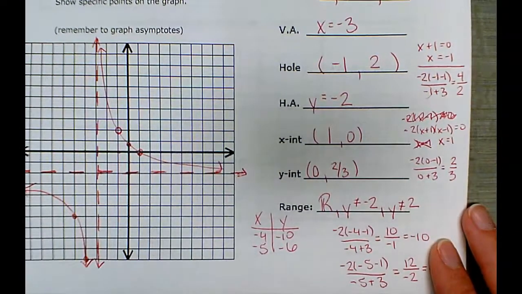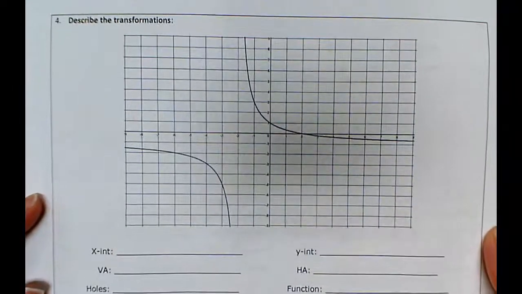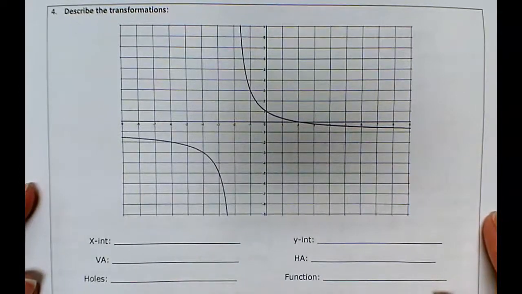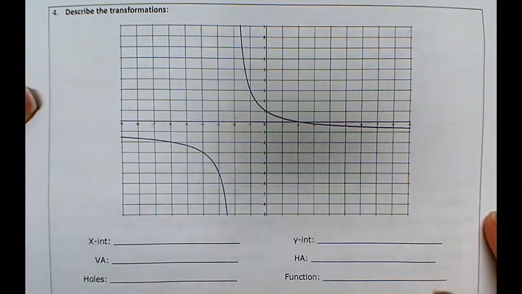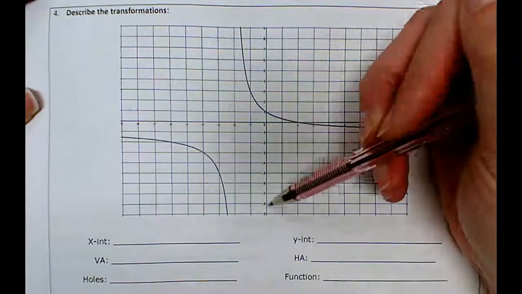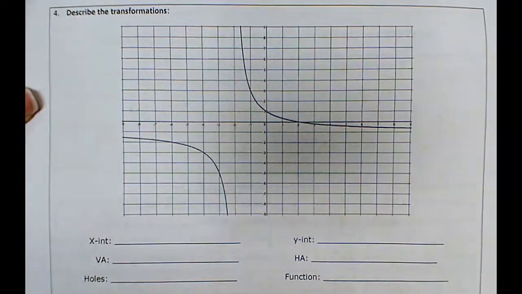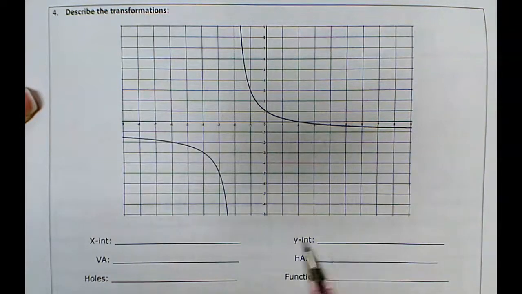Let's go to number 4. Number 4 says describe the transformation. So the original parent function has a vertical asymptote here and a horizontal asymptote here. In order to figure out the transformations, I should probably find the new asymptotes. And so I'm just going to go ahead and find all of these pieces, and then we'll talk about the transformations.